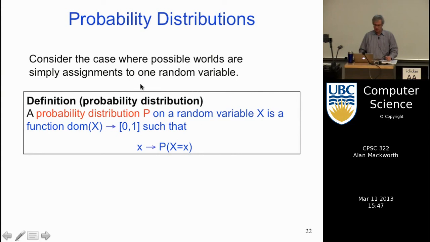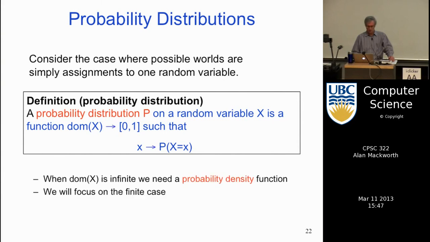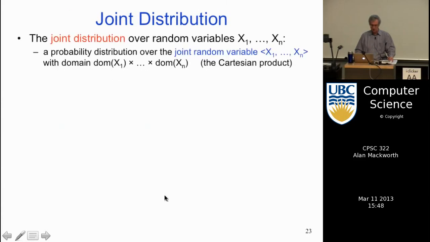So the simple case, suppose the possible worlds are simply assignments to one random variable. Then we talked about a probability distribution on a random variable is a function from the domain of the random variable into the closed interval [0, 1], such that x maps to the probability x is equal to little x. So you've encountered this if you've done any probability theory. This is the probability density function. Okay? If it's infinite, or if it's a real, or even if it's an integer, you'd call that a probability density function. We're going to focus on the finite case just because we're going to use summations.